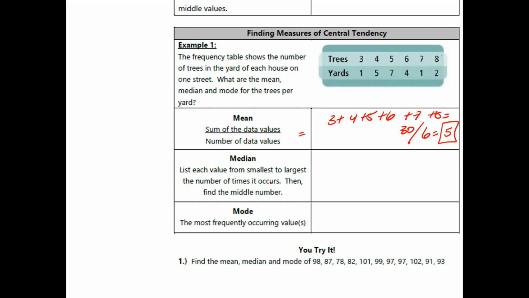So the median is going to be the middle number of this. So we have 3, 4, 5, 6, 7, 8. What is the middle number here? The middle number is going to be 5 plus 6 divided by 2, which is 5.5. The mode is the one that's occurring the most frequently, and as I'm looking at these, none of them are repeating, so it'll be none.